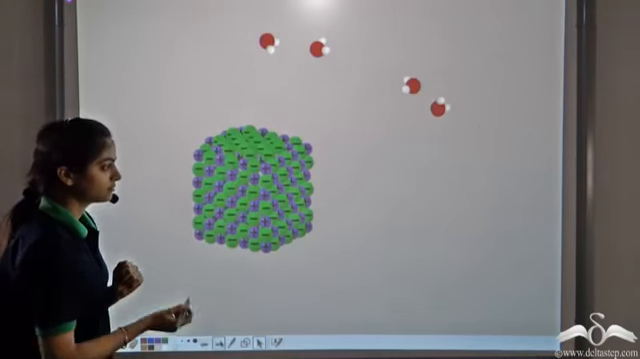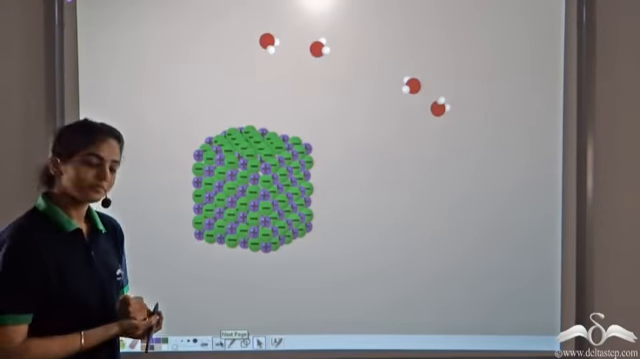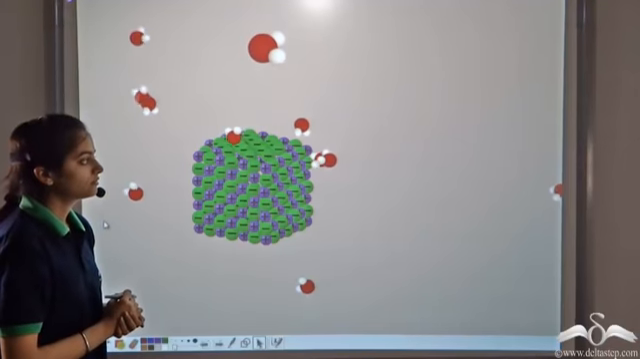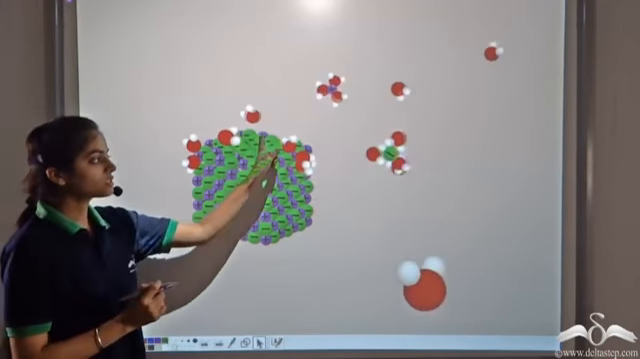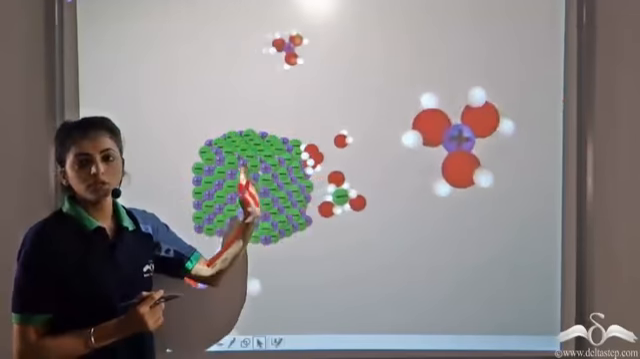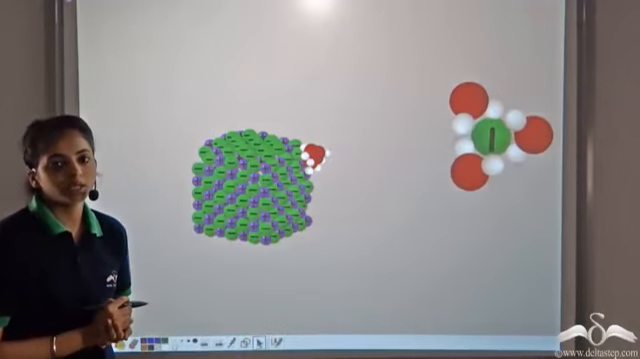We start with a lump of salt as it is dissolved in water. The ions which are present on the sides, water molecules can come and take away the Na+ and Cl- ions.